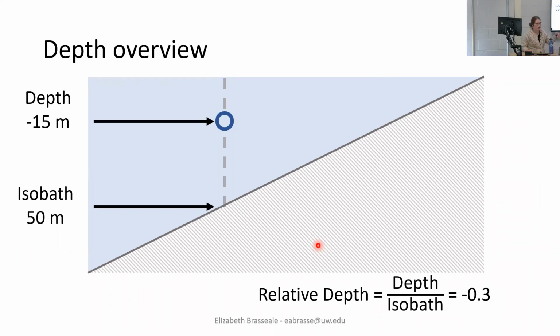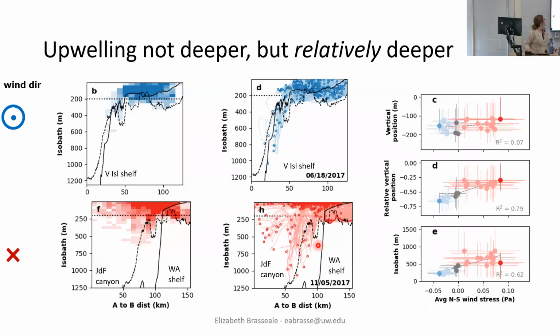We were expecting that the ones during upwelling would come from deeper because of that upwelling process. But we found that they weren't deeper, so that's why we looked at relative depth, and they were relatively deeper. Here's again a heat map.